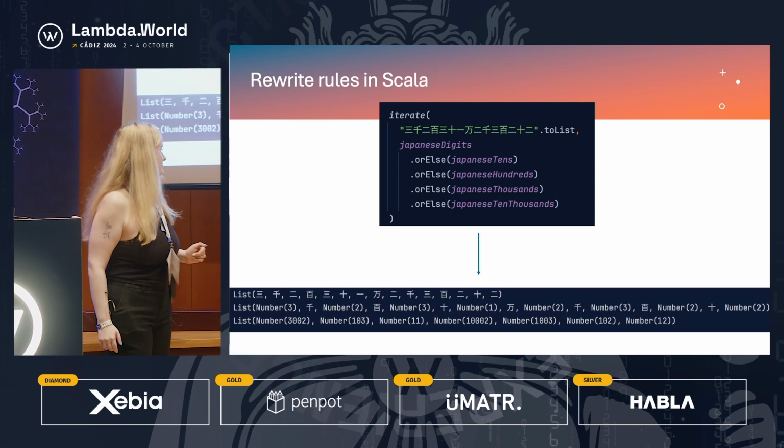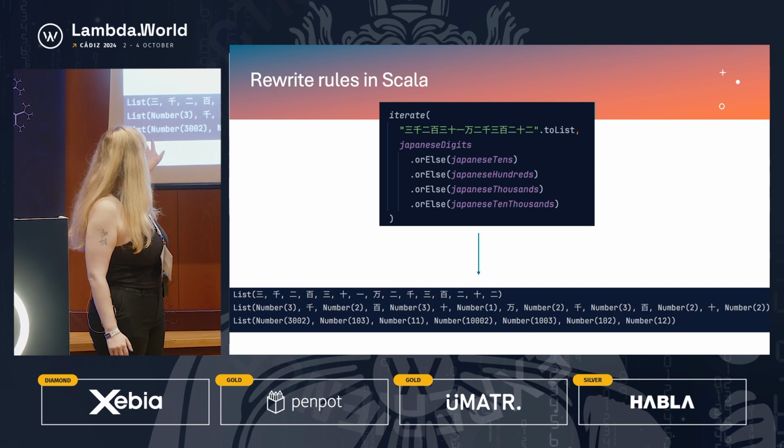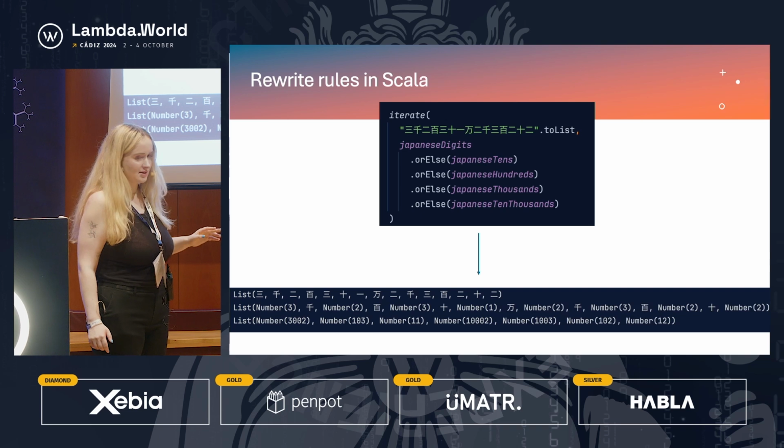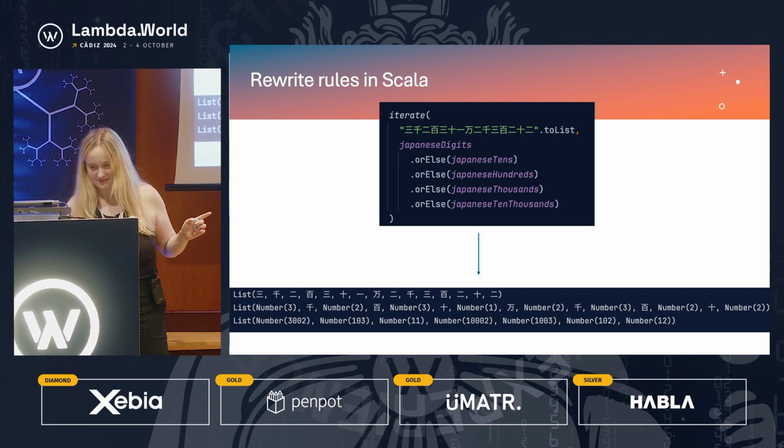Unfortunately, it didn't work very well. As you can see, in the first pass-through, the digits were converted into numbers successfully. But then after that, we just end up with some sort of nonsense output. And the reason why is because this is not confluent.